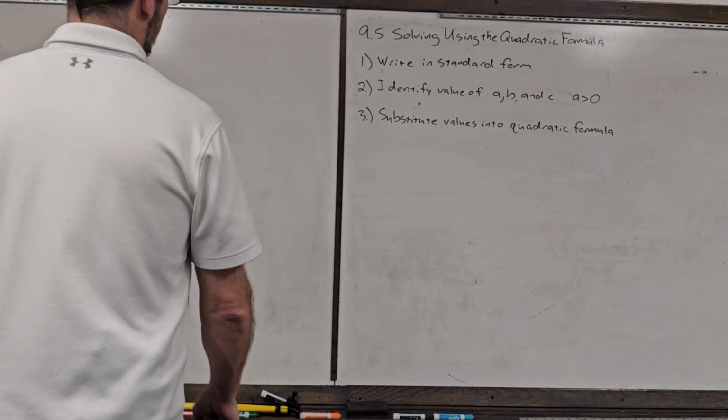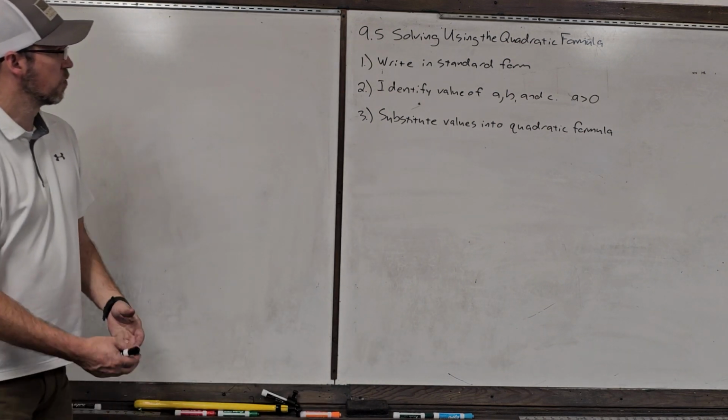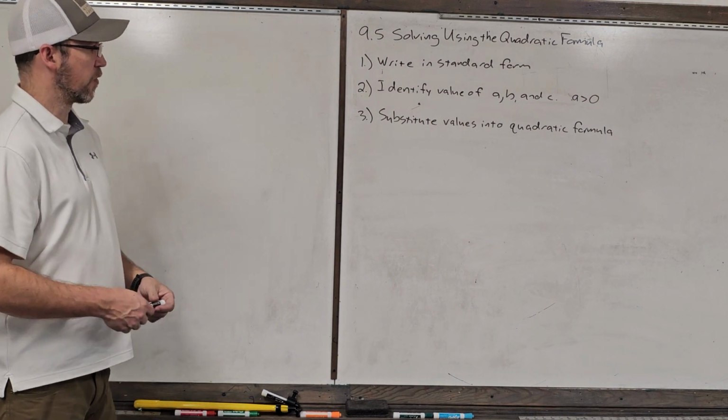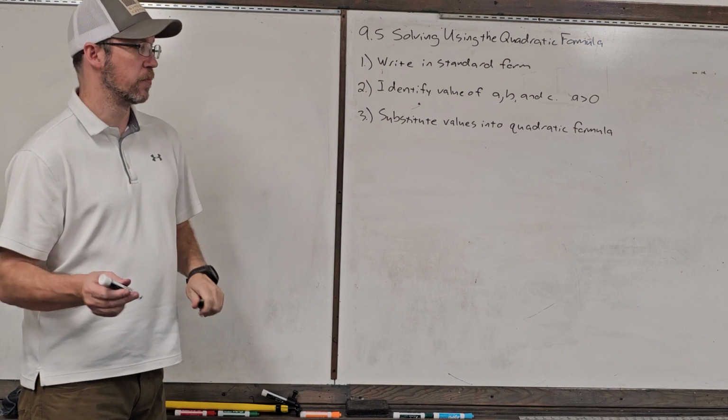All right, let's get to 9.5, solving using the quadratic formula. We have three basic steps. Step 3, we've got to go a little further. We're going to sub in and then solve. But first step is write in standard form.